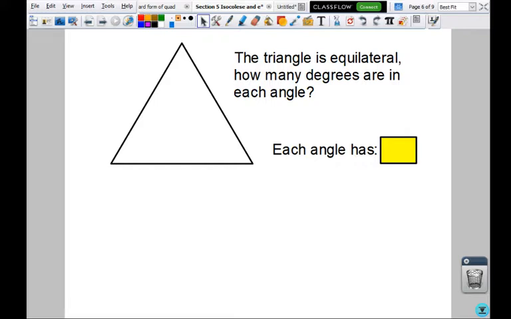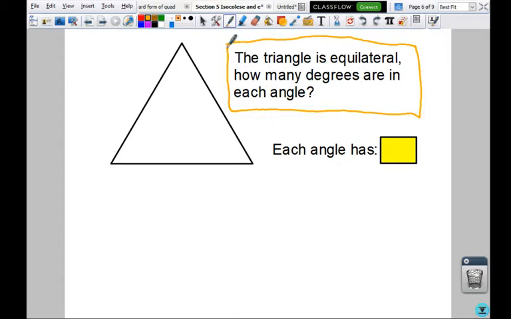So we're gonna look at here. If this triangle is equilateral, we want to know how many degrees are in each angle. So you know what? Let's actually make that an in-class problem. Let's figure it out. All right, I want you to, on your own, if this is equilateral, how many degrees are in each angle?